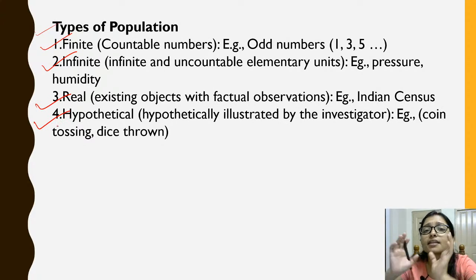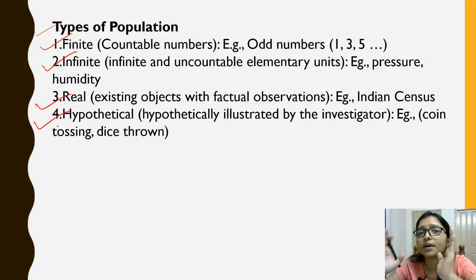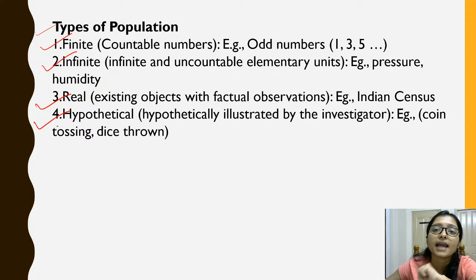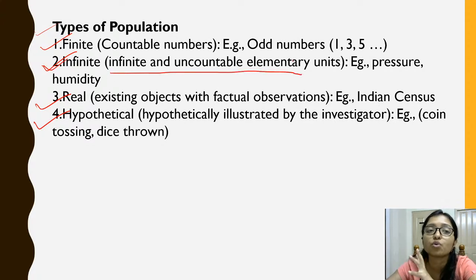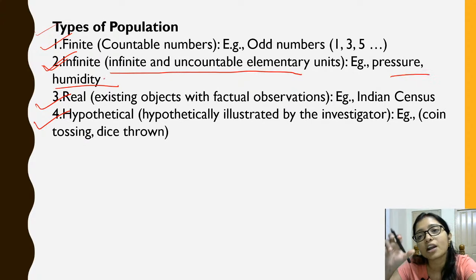Finite means a certain number, it may be 1 to 100, it may be 500, means it is countable, finite. And infinite means it is uncountable, means you cannot count. What can you not count? Like pressure, like humidity. What is the pressure of your atmosphere? What is the humidity? That you cannot count, that is uncountable.